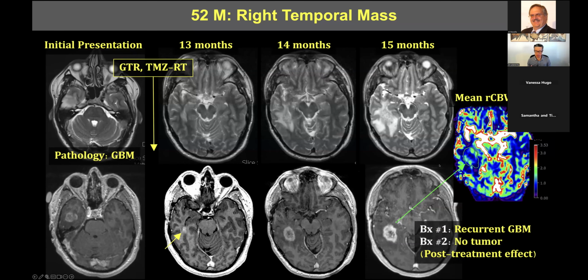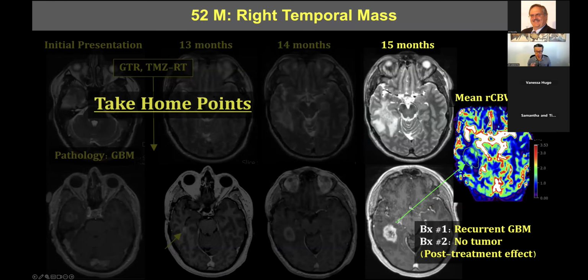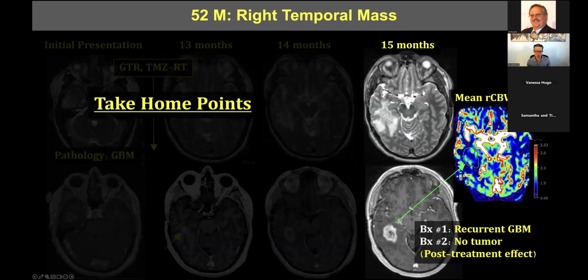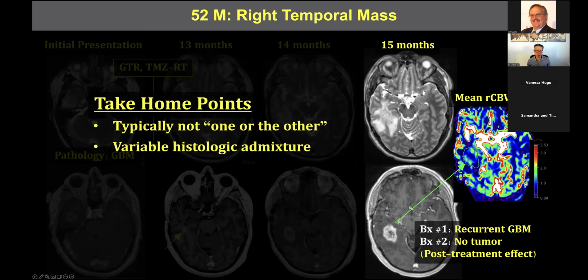In this case, it wasn't right or wrong. It was actually both correct and incorrect, because this patient actually got two different biopsies from two different locations. The first one showed recurrent tumor, and the second one showed post-treatment effect. So essentially, we would have been right either way if we called it. But there are a few take-home points that this case illustrates.